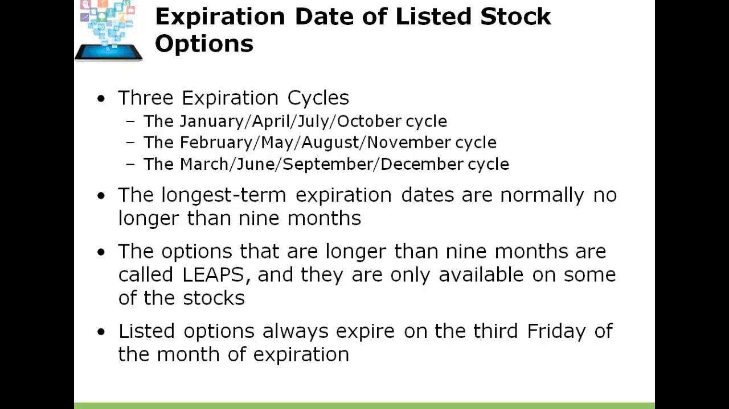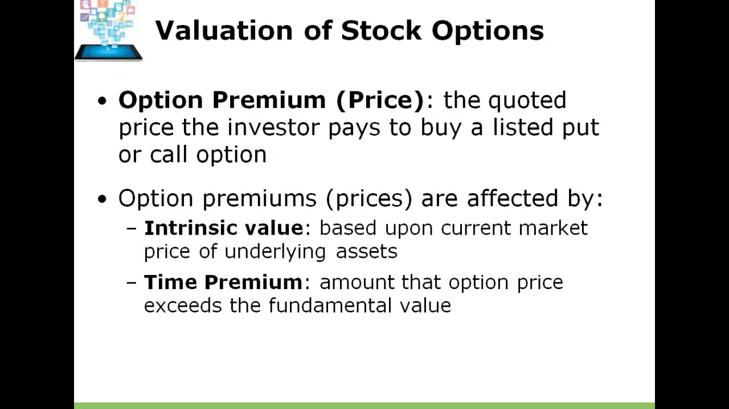Usually these expiration dates are no longer than 9 months. So 9 months or less are the typical expiration dates. If they're greater than 9 months, we call them LEAPS, and they're long-term option contracts, and they're much more expensive. And these contracts always expire on the third Friday of the expiration month. So the third Friday in January, or the third Friday in April, or the third Friday in May. It's always the third Friday of the month that these contracts expire.